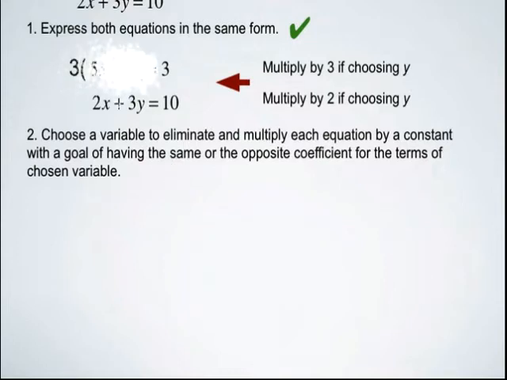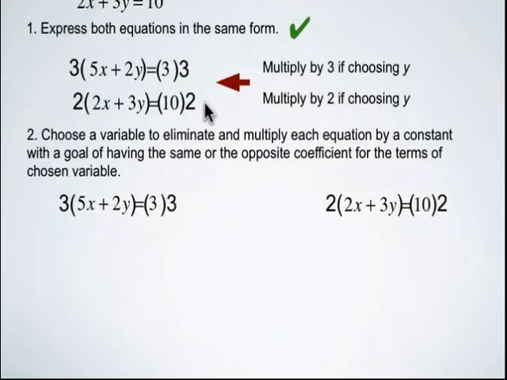And so what this is going to look like is 3 times 5x plus 2y is equal to, if we multiply the left side by 3, we have to multiply the right side by 3. And for the second equation, we're going to multiply the left side by 2 and the right side by 2. Now, take a second and I'll explain why we're multiplying by 3.